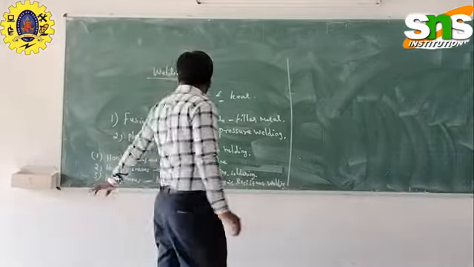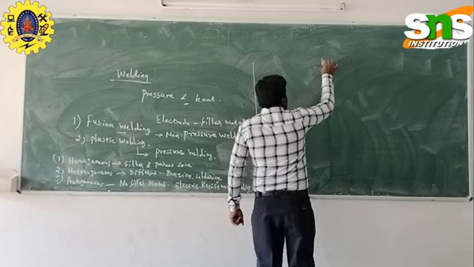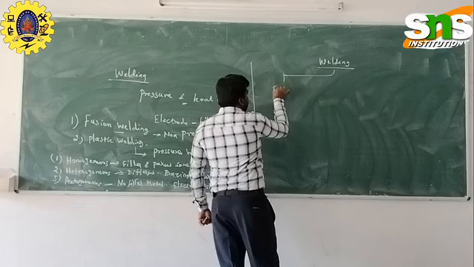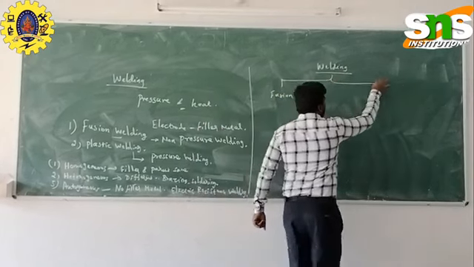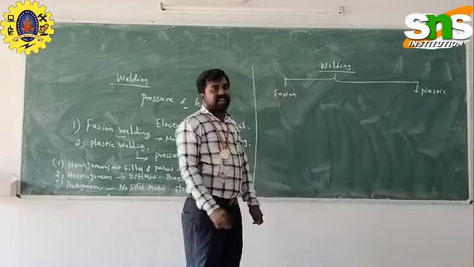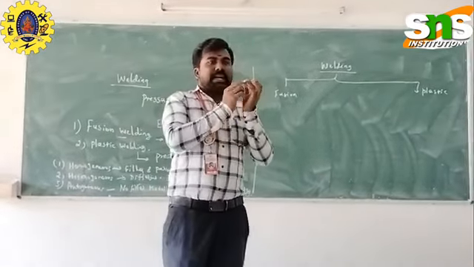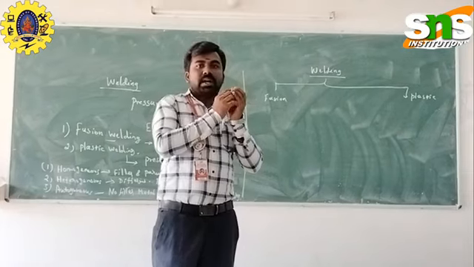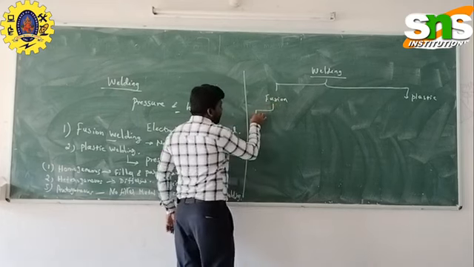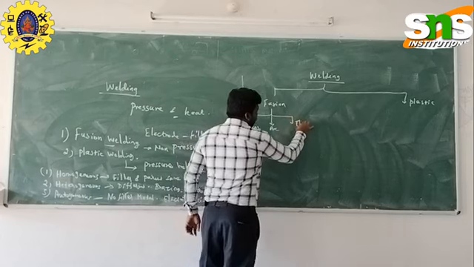So again, fusion welding and plastic welding are classified in many ways. Let us discuss one by one. So welding is first classified into fusion and plastic. The fusion welding we have already discussed. It is based on the state of the metal. The two metal edges get melted due to the high temperature flame and then get welded. It is a non-pressure process. It is classified into three types: gas welding, arc welding, and thermit welding.